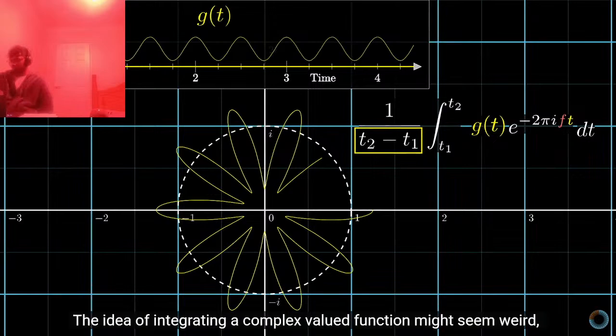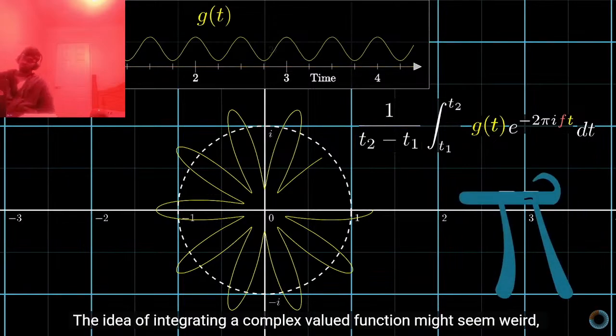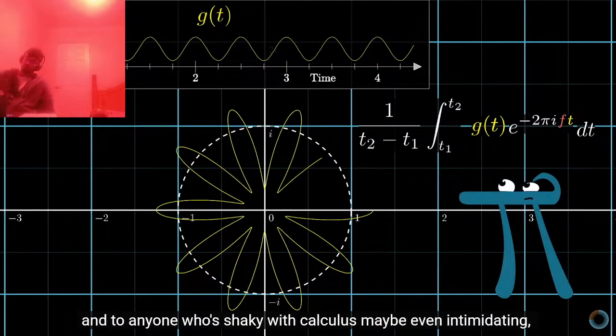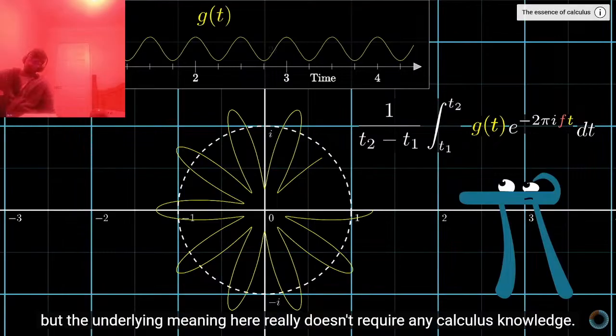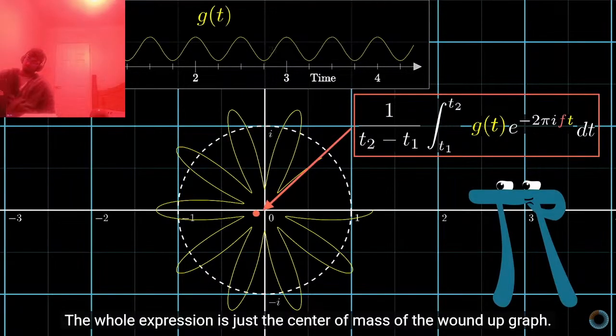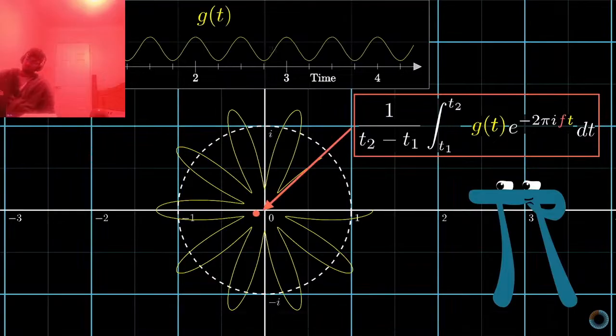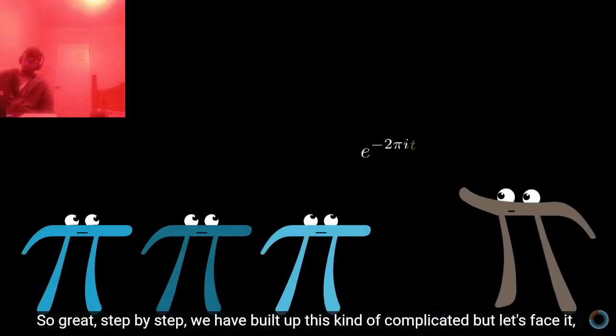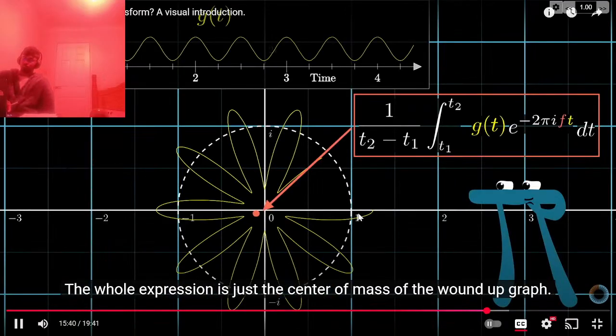Now, the idea of integrating a complex valued function might seem weird, and to anyone who's shaky with calculus, maybe even intimidating, but the underlying meaning here really doesn't require any calculus knowledge. The whole expression is just the center of mass of the wound-up graph. So, great! Step by step, we have built up the wound-up graph.